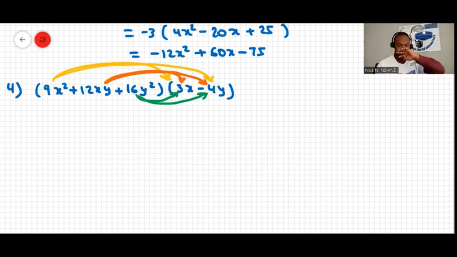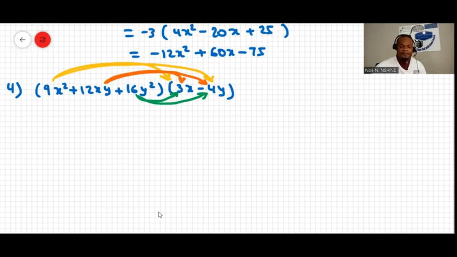But the smarter way of solving this is to first look at the terms. This is 9x squared, 12xy, 16y squared, and then this is 3x and 4y. You look at this: 3x squared is like 9x squared. 4y raised to the power of 2 is going to be 16y squared. Then it reminds me of one of these special products, especially for the cube number.